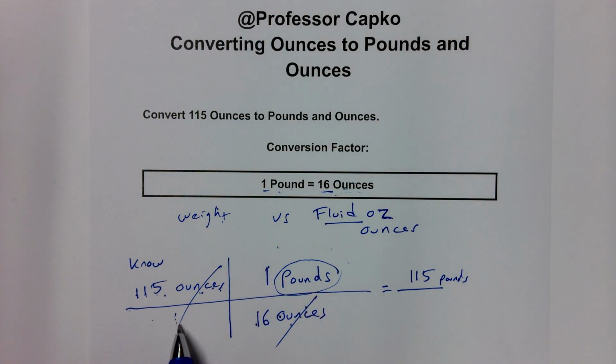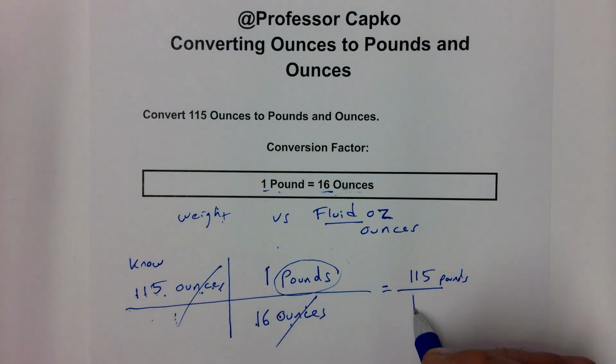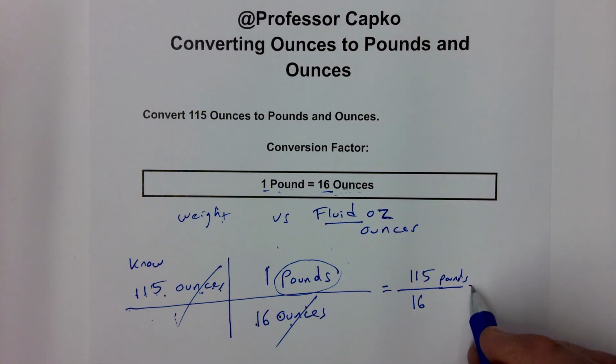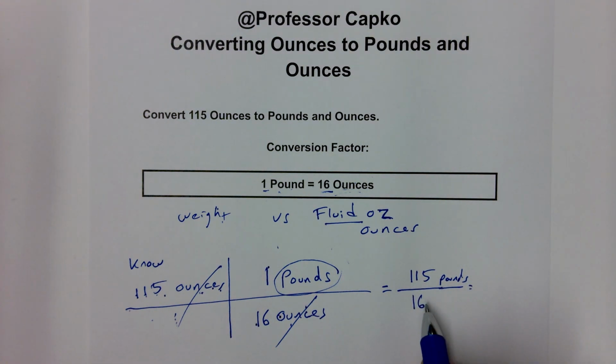And this, remember, there's an invisible 1 here. I don't worry about it. I just take whatever's here. It's 16. Remember, the ounces is gone. I just type 16, or I write 16. So now I have 115 pounds divided by 16 because this is a fraction.